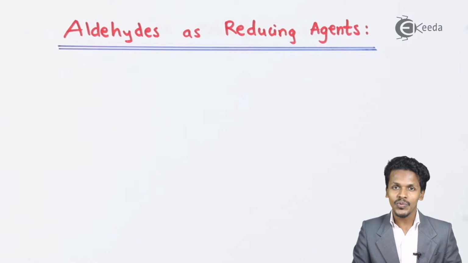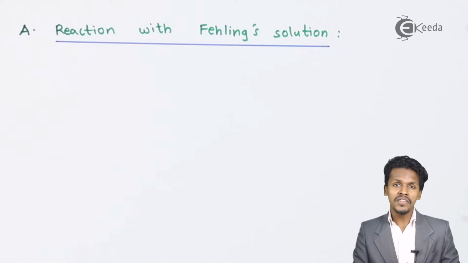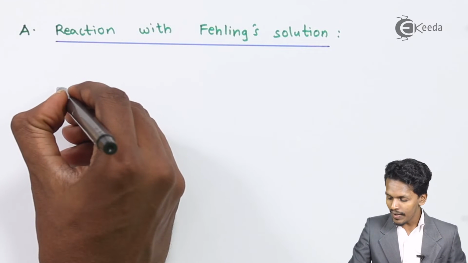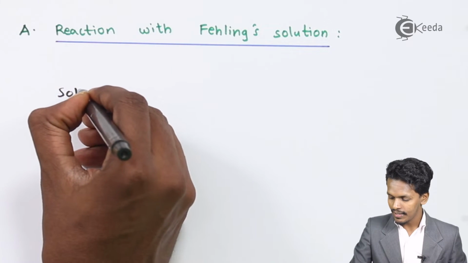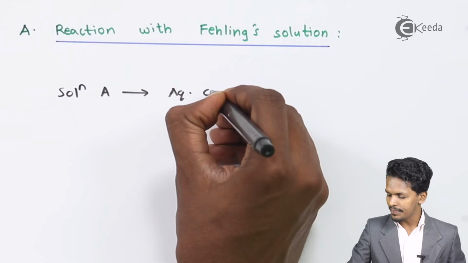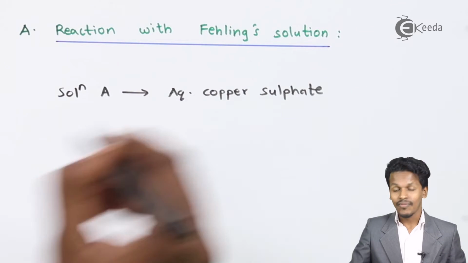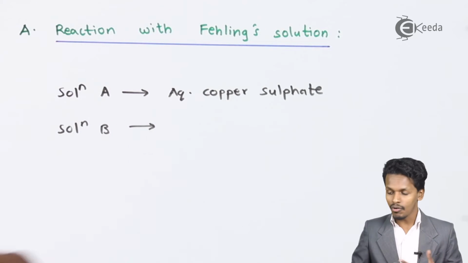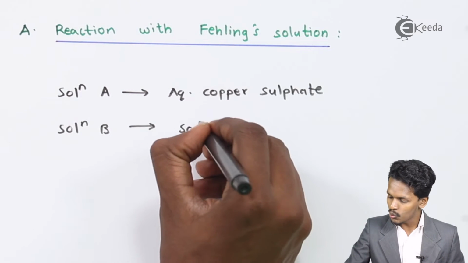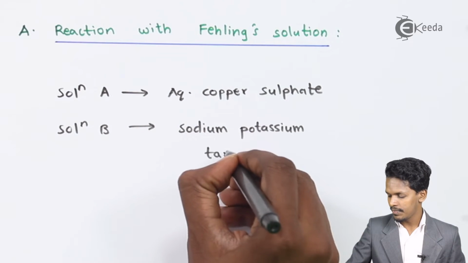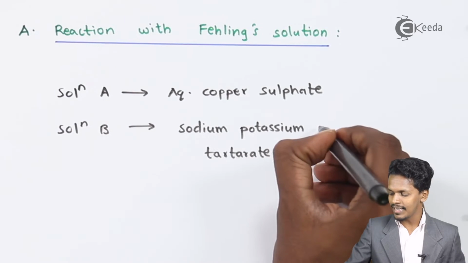So now let us talk about the first one: what happens if the aldehyde is treated with Fehling solution. Fehling solution is divided into two types, Fehling solution A and Fehling solution B. Solution A is nothing but aqueous copper sulfate. While Fehling solution B is known as Rochelle salt, a mixture of sodium potassium tartrate in a basic medium, that is NaOH.